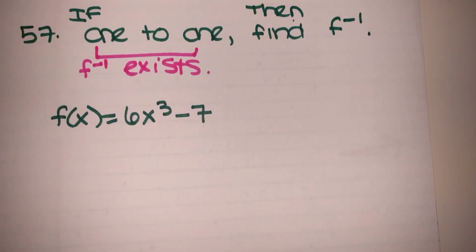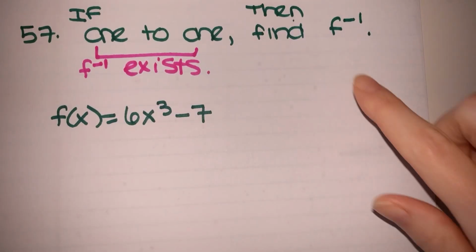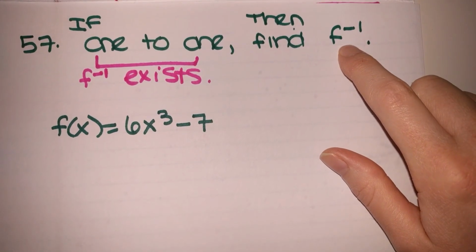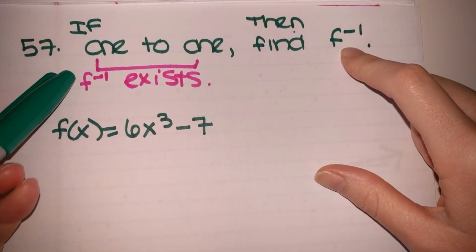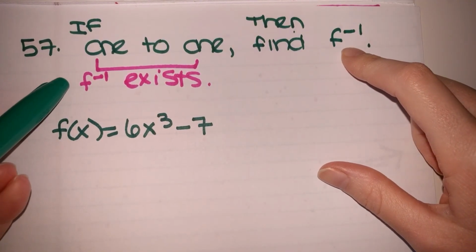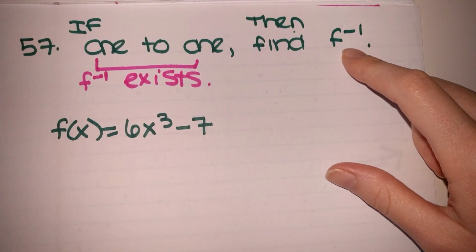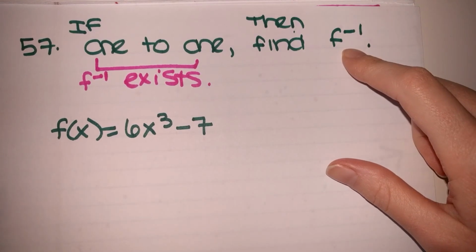So number 57, they say if the function's 1 to 1, then find f inverse. And this whole thing about if it's 1 to 1, that just means that the inverse exists. So like if you look at choice D, it says it's not a 1 to 1 function. That would mean that the inverse does not exist.